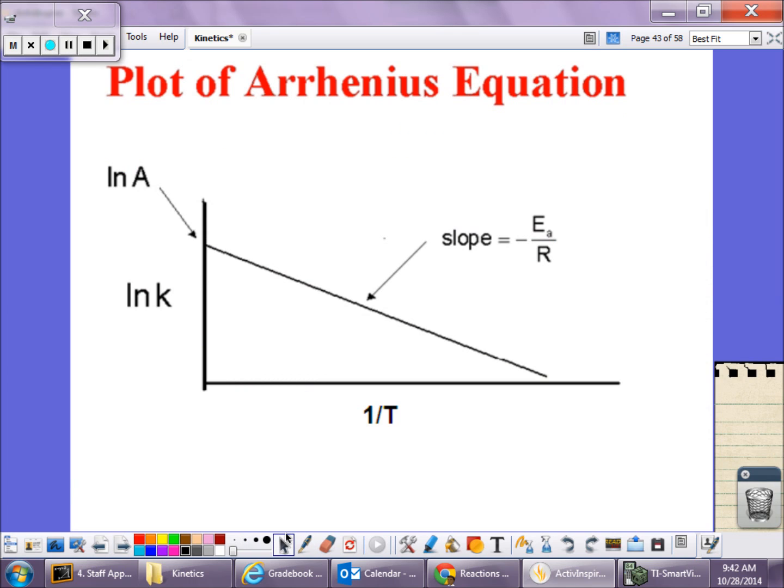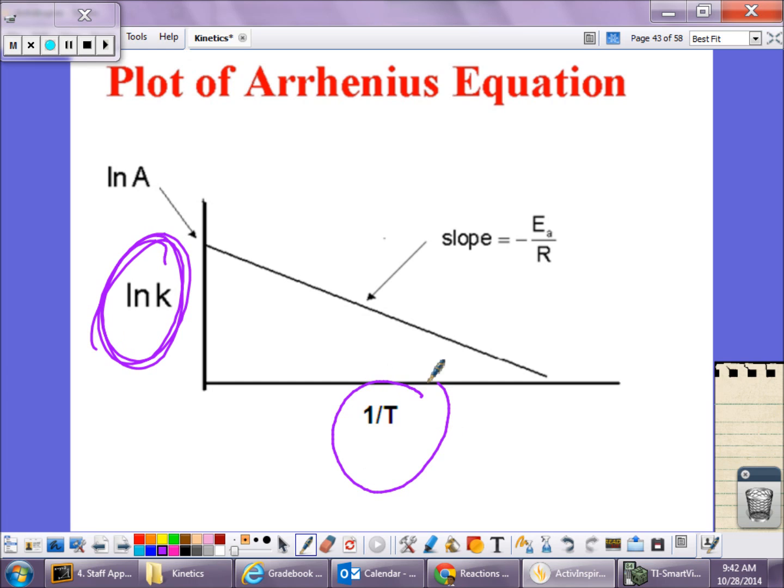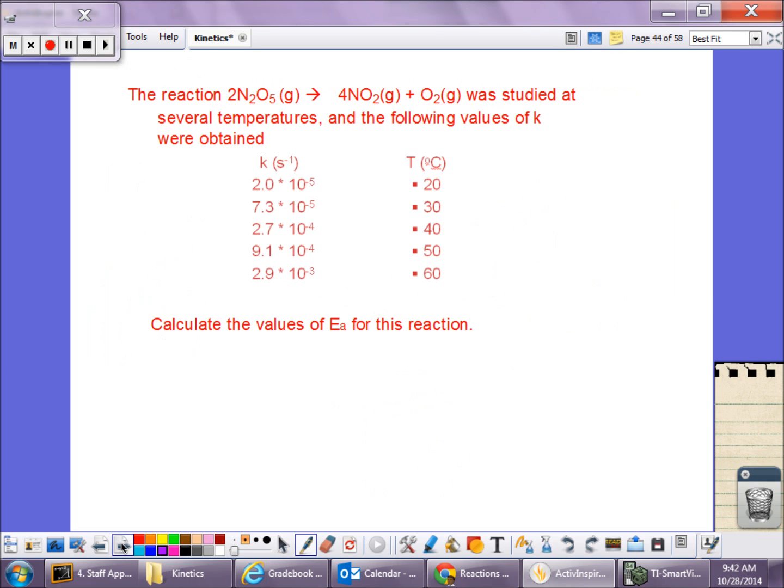This is what I told you. This is your y-axis, the natural log of k. Remember, the x-axis is the reciprocal of your Kelvin temperature. And remember, the slope of the line is negative activation energy over R. So let's get ready to plug in some numbers and solve a problem. Pull out your calculator right now. This is the last problem we will solve. They ask to calculate the activation energy. This is what we will do.